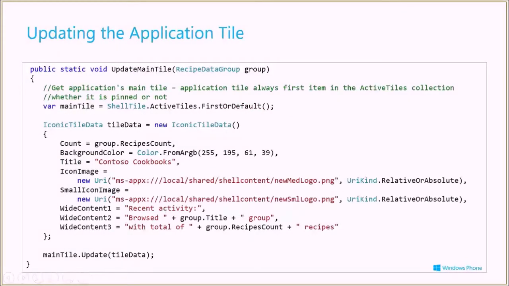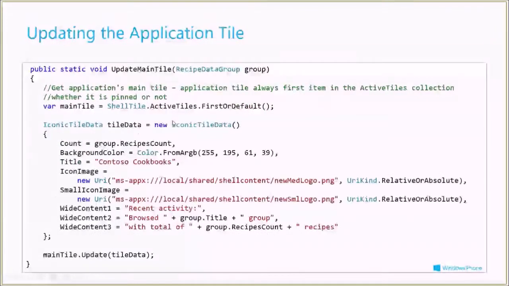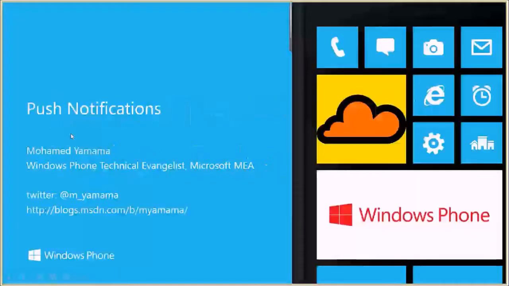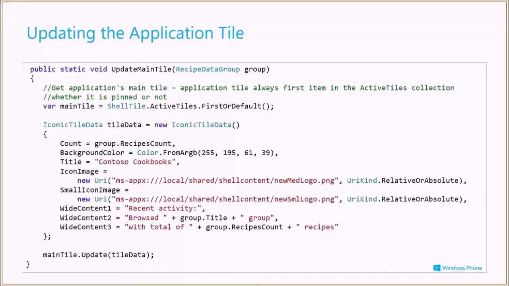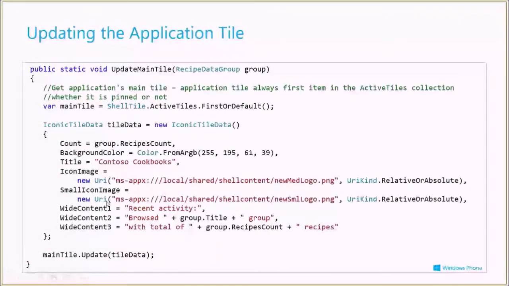So for example, here is what you can do with the application tile. You just use first or default, creating, if your application tile is an iconic, then you create an object of the iconic tile data, and assign whatever values you want. Then the main tile that you're pointing to, which is the application tile, you just update with the tile data you've created.